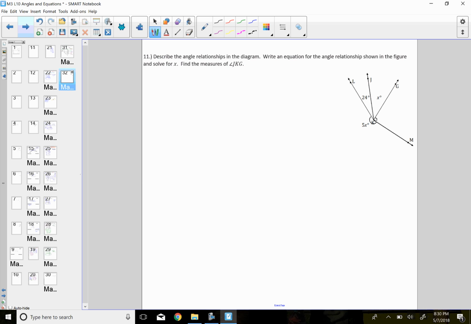And our very last one today, question 11. We're going to describe the angle relationship, write an equation to represent that relationship, and then solve for x and find the measure of this angle here. If I look at this one, again, they're trying to trick me by looking like there's nothing there, but they gave me this little square. So this is 90. We need to find x. This is 24. And this one, again a reflex angle, more than 180 degrees, is 5x. Again, I need to find something about everything around this point K. So you have angles around a point.